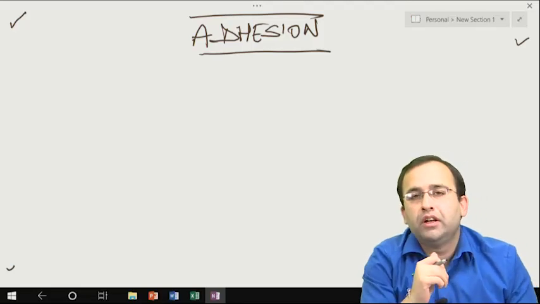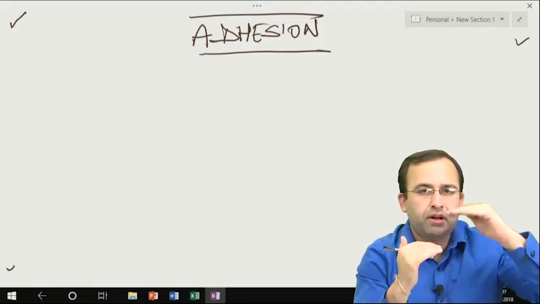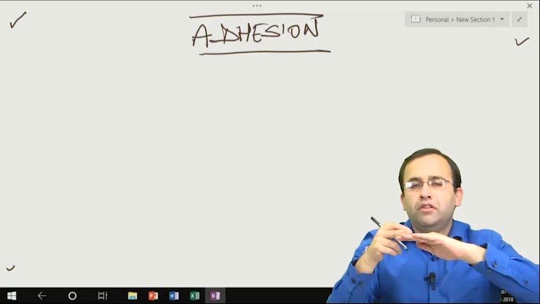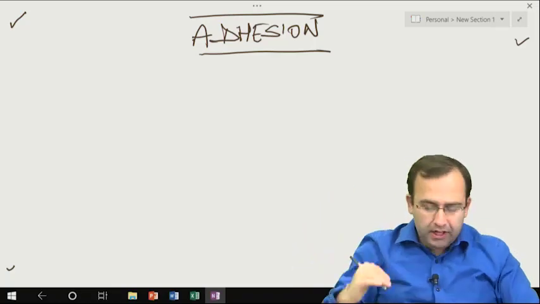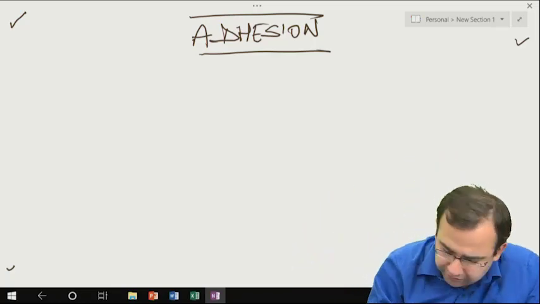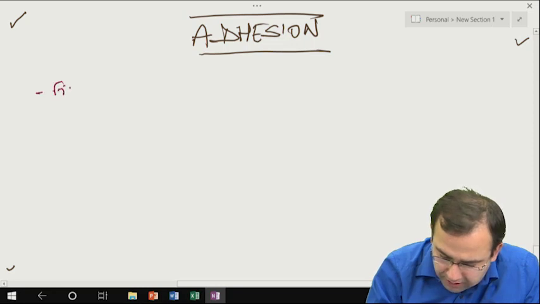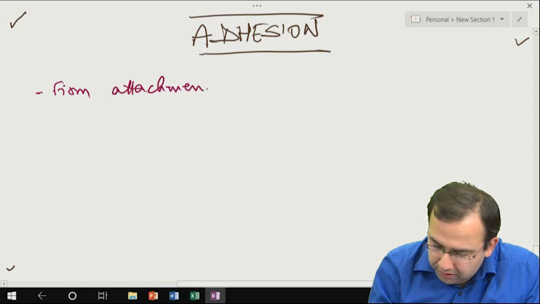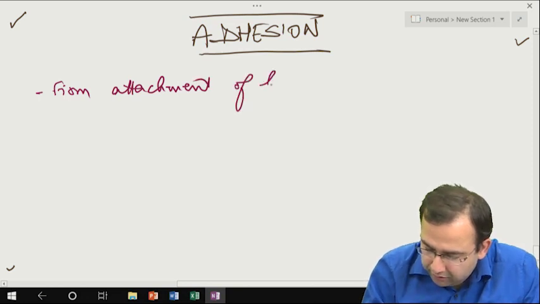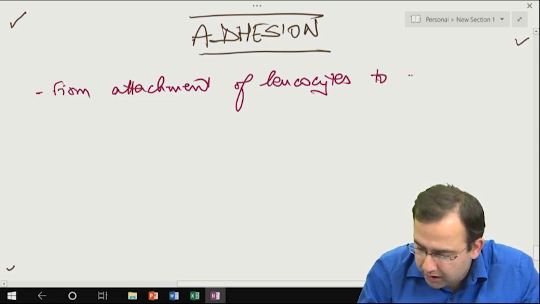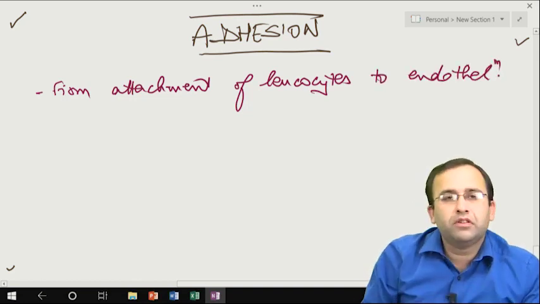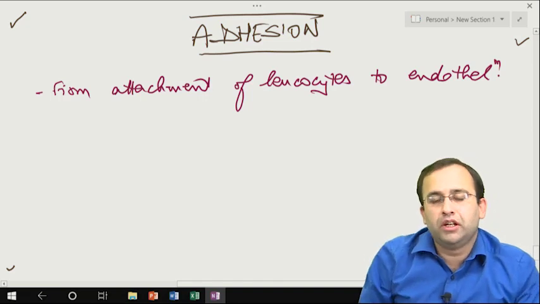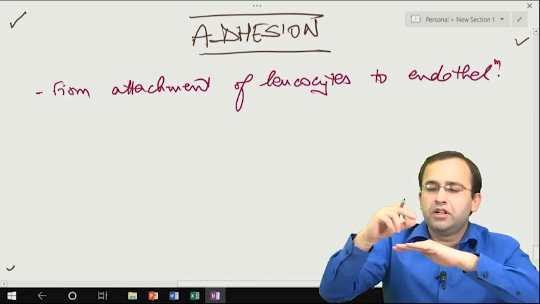Okay, so we are done with margination and rolling, which is followed by adhesion. Adhesion, as you very well know, is firm attachment of the leukocytes to the endothelium. Next point, how is adhesion taking place?